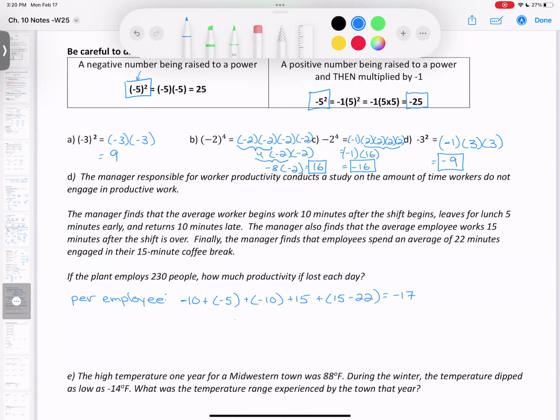So if the plant employs 230 people, it's going to be 230 multiplied by that -17. And that will give you -3,910 minutes. So the plant is losing -3,910 minutes per day, which is a lot of time.